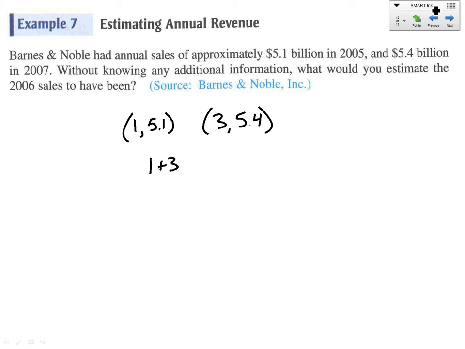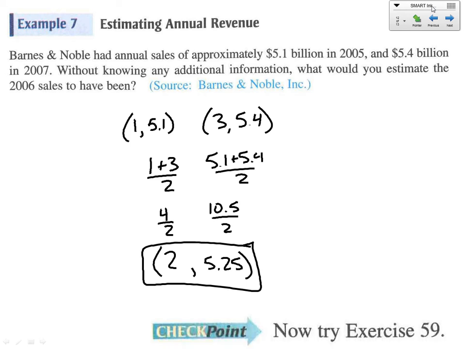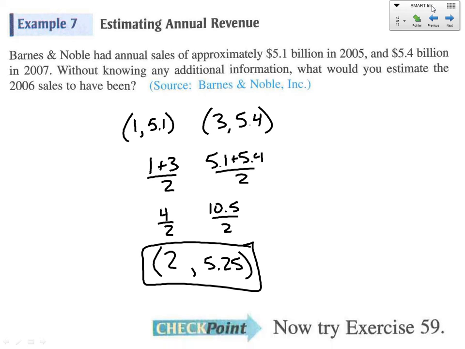1 plus 3 over 2. That's 4 over 2. That's 2. That makes sense. Year 2, we're trying to find the value. 5.1 plus 5.4 over 2. We get a value of 10.5. And so we're going to end up with 5.25. So we would estimate, all things equal, to have sold $5.25 billion worth of books, sales altogether at Barnes & Noble in 2006, the second year. See if you can do that type of thinking on your own in problem 59.